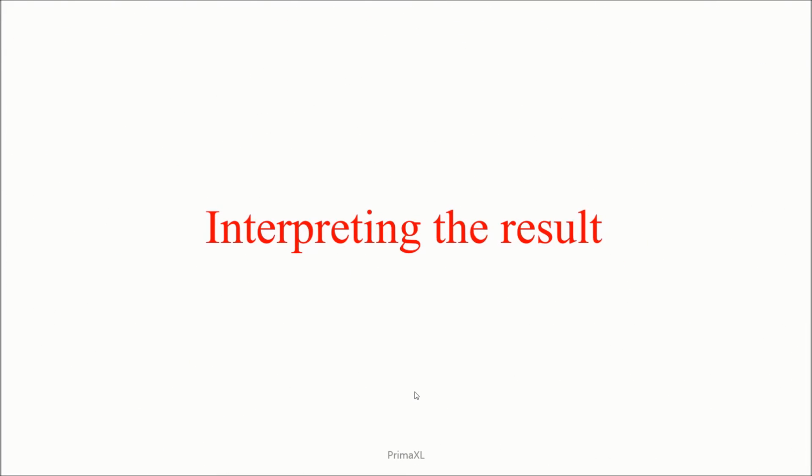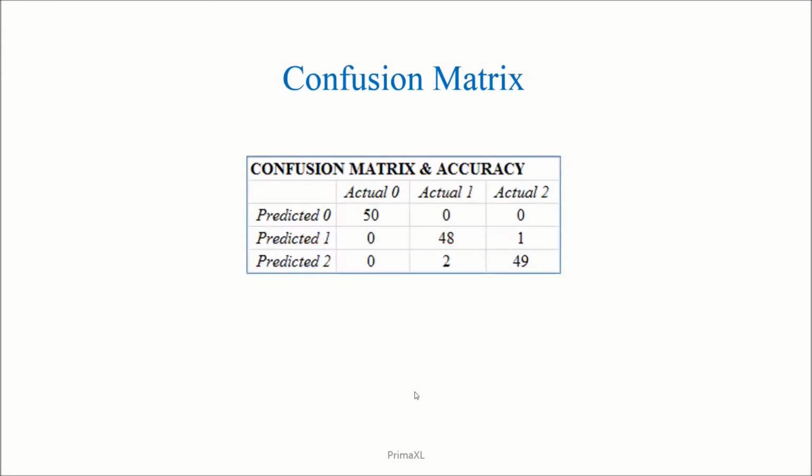Let's interpret the result. The confusion matrix looks like this. The column labels correspond to the actual values, 0, 1, and 2. The row labels correspond to the predicted values, 0, 1, and 2. For example, this element is equal to the count of those predicted as 0 when the actual value is also 0. This another element is equal to the count of those predicted as 2 when the actual value is 1, and so on.